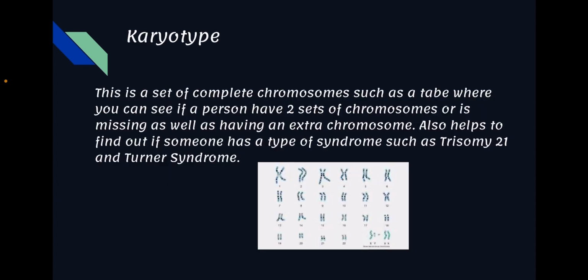Karyotype. This is a set of complete chromosomes, such as a table, where you can see if a person has 2 sets of chromosomes, or is missing or having an extra chromosome, which also helps to find out if someone has a type of syndrome, such as trisomy 21 and Turner syndrome. Normally, everybody has only 2 out of the whole set of chromosomes we have.